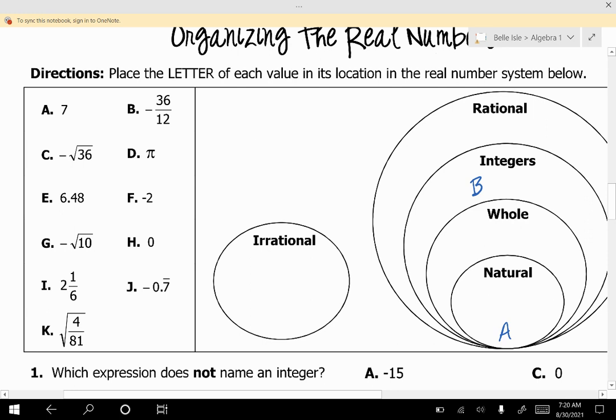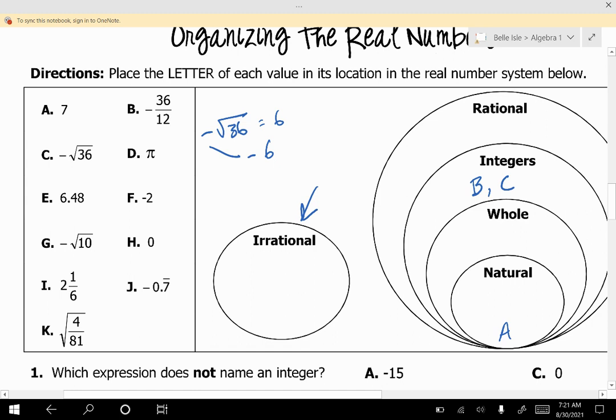So let's look at C. Okay, C is a negative the square root of 36. The square root of 36 is going to be 6. So we've got a negative 6. That is going to be the same as B, still an integer. All right, see right there. Okay. And then, of course, we have this whole separate irrational bubble.